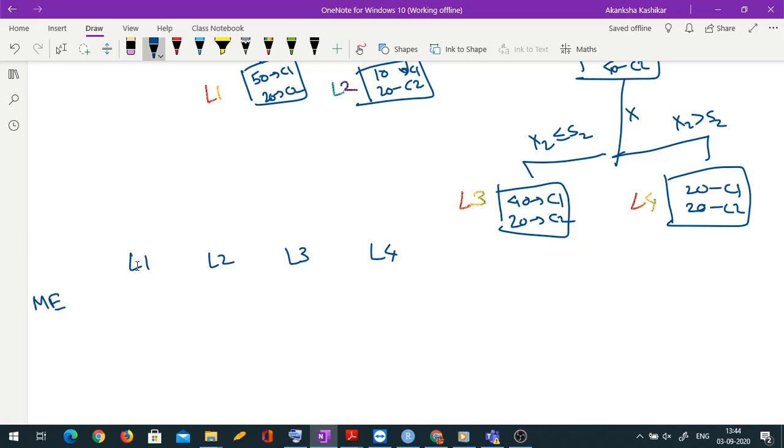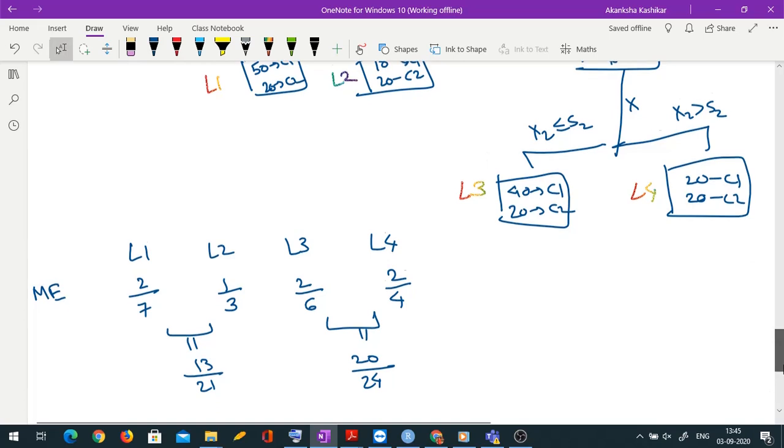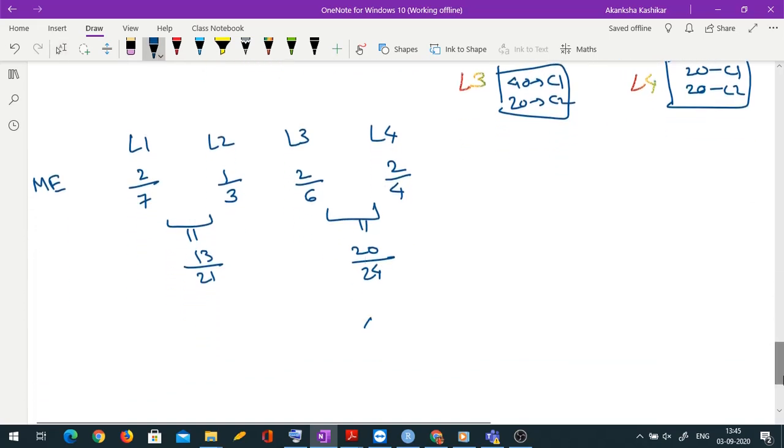So via misclassification error, for leaf 1, 2 upon 7, 20 by 70. For leaf 2 it would be 1 by 3, 10 upon 10 plus 20. For leaf 3 it would be 2 upon 6 and here it would be 2 upon 4. So if I add these two and then add these two, here it would be 6 plus 7, so 13 by 21, and here it would be 20 by 24. So which one is the largest? I think the right side is larger. Okay, right side is 420.